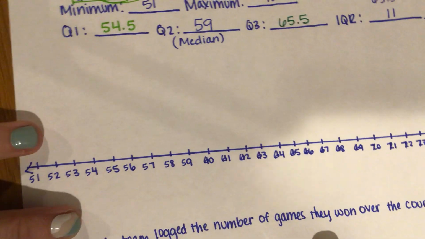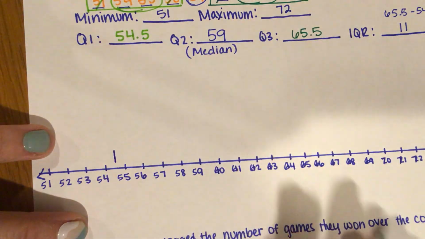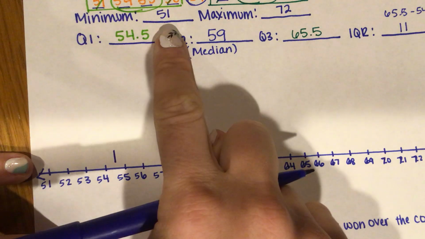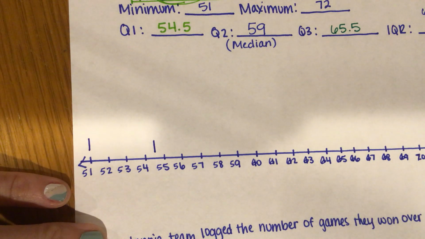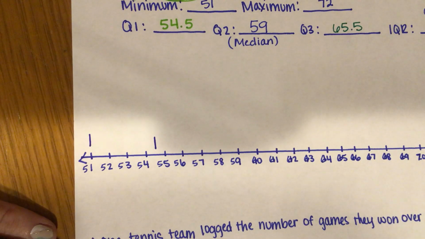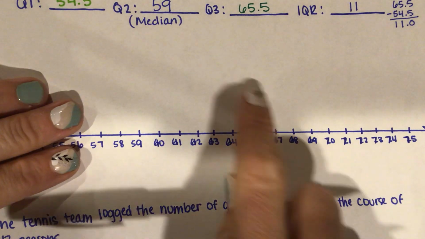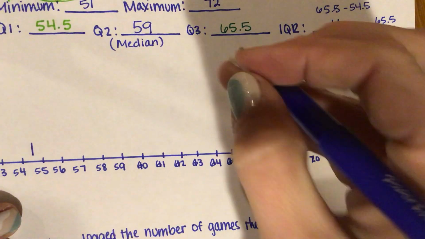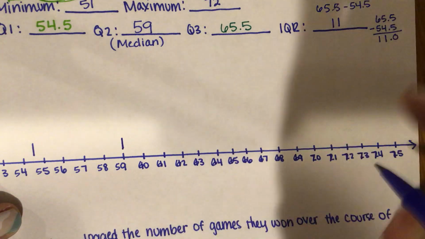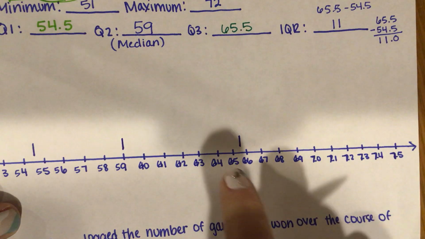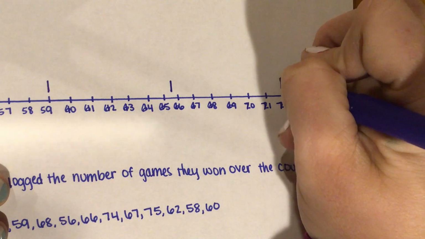Okay. Now, 54 and a half. I'm going to find 54. Put a line above 54 and a half. I have 51 as my minimum value. Okay. And then I have 59 as one of my values. Okay, and then 65 and a half. Yours are much prettier than mine. And my highest value is 72.